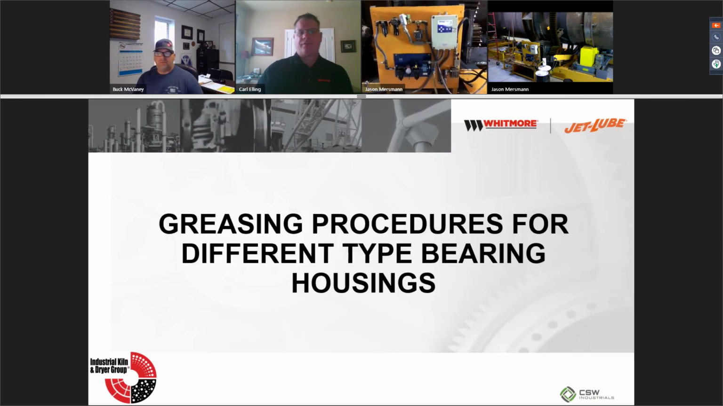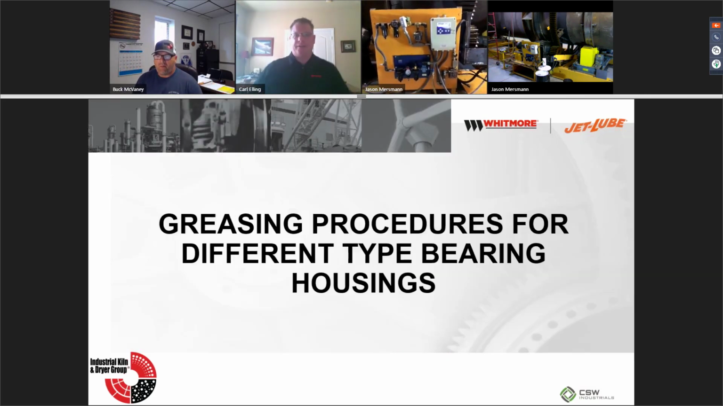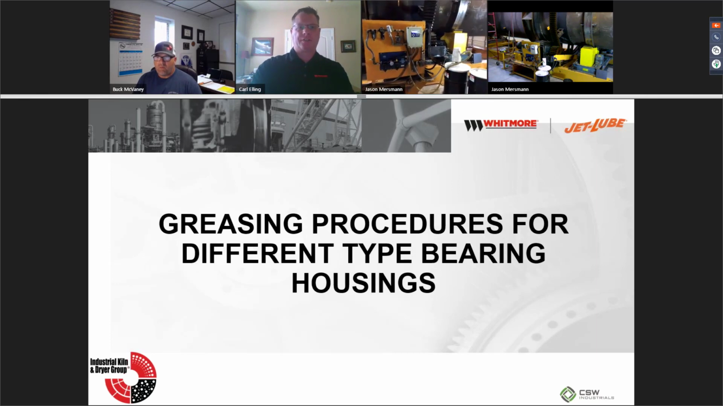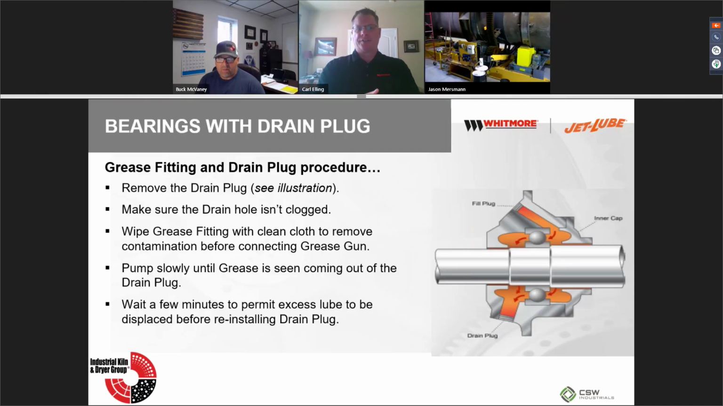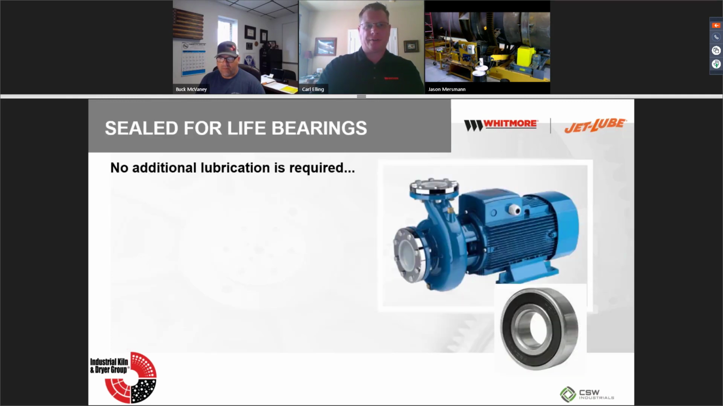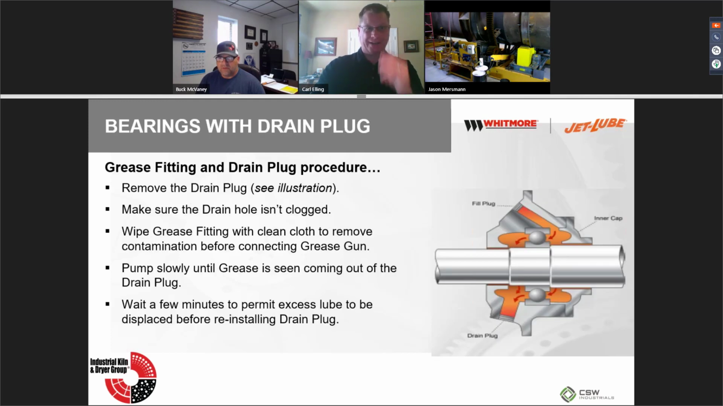And then procedures for different types of bearing housings. Let's dive into this one real quick, because you've got a fill plug and a drain plug. I thought I had one right before. I don't. All right, so you've got the sealed bearings, which I think I put in here. There we go. I love this one. There's no lubrication required because you've got a sealed bearing, so maintenance is easy. But I'm going to go back.